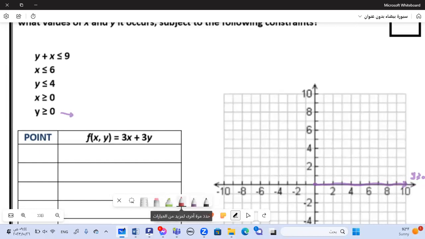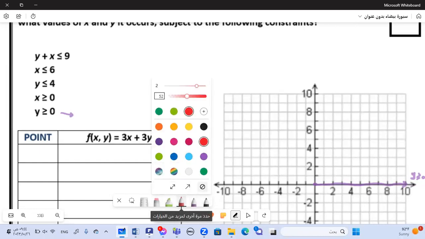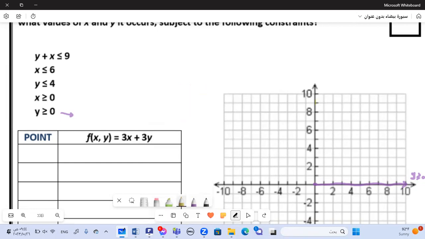So another inequality, x greater than or equals to 0. So this will be a vertical line. Vertical line, and write it x greater than or equals to 0.